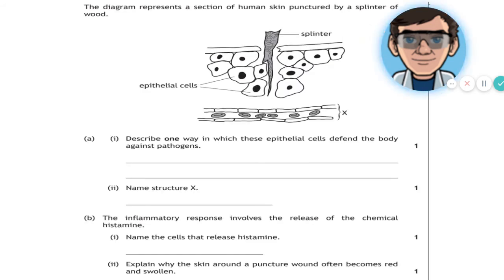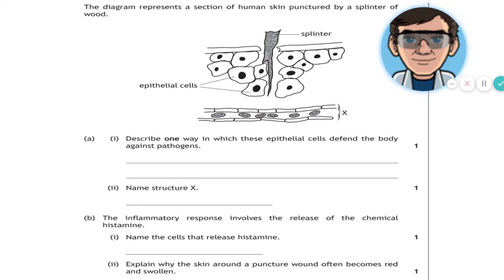Okay, so one way in which these epithelial cells defend the body against pathogens. Now you could say they form a physical barrier, preventing the pathogens from entering the body. That describes it fine. You could also say they release chemical secretions, which can destroy pathogens. Name structure X. Now it's a blood vessel. It's not an artery or a vein because the walls are only 1 cell thick. So you should be able to identify X as being a capillary.